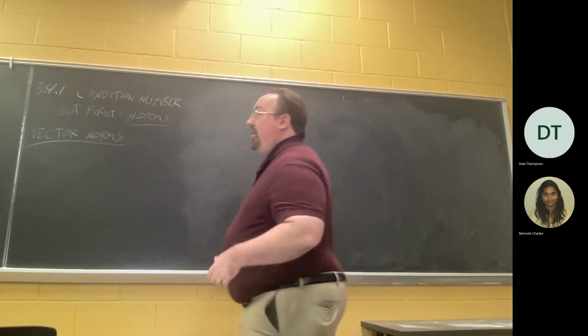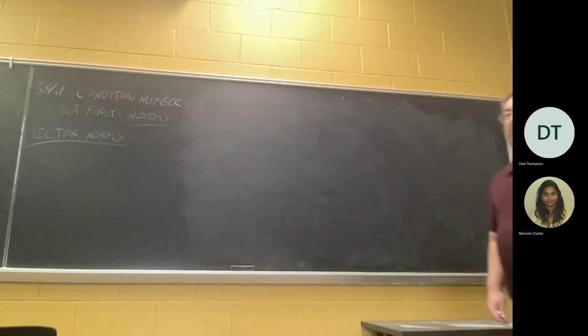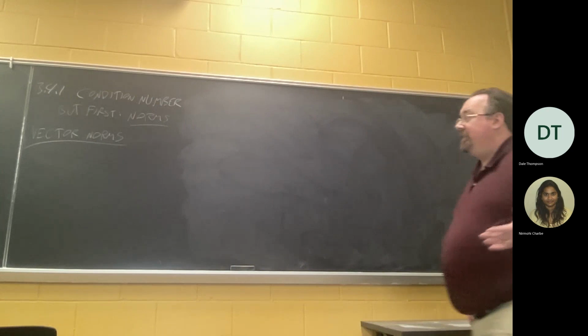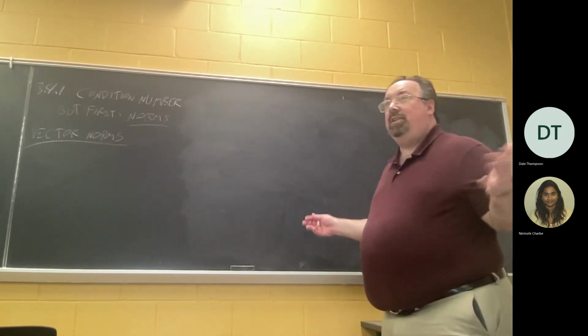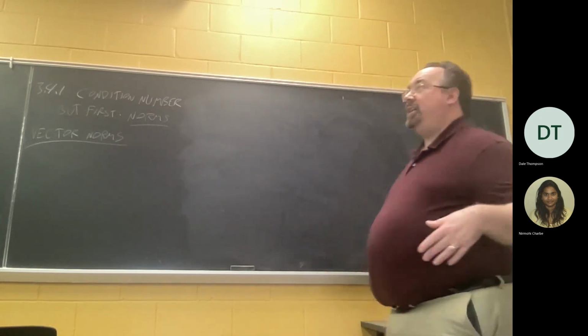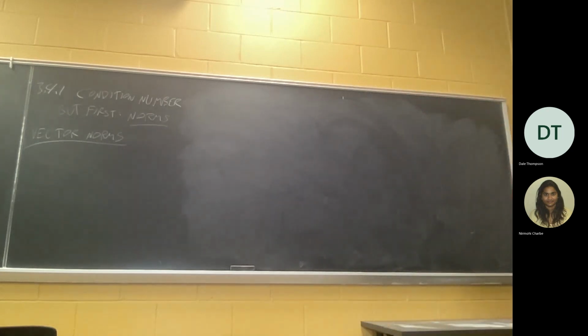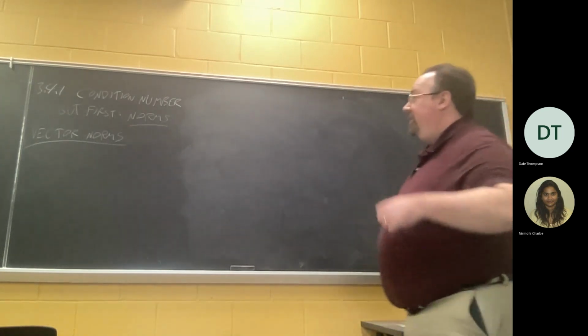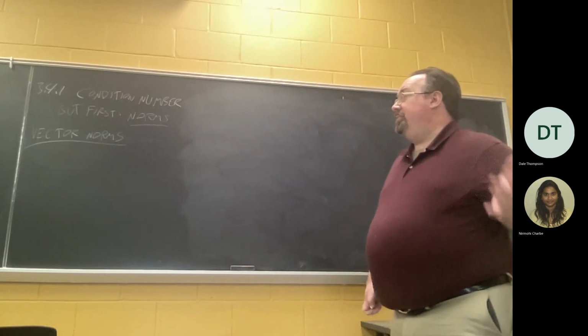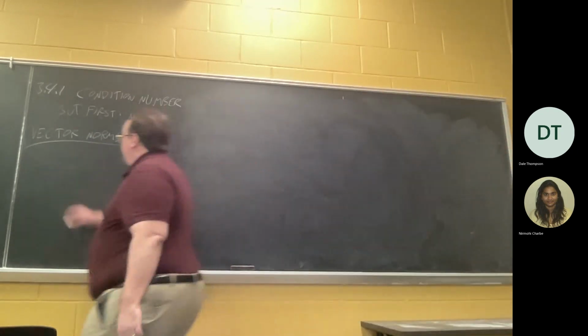Now, the idea behind norms is to give a notion of magnitude of something. The simplest norm of all is the absolute value of a number. So the idea is to generalize the concept of absolute value of a number in some way to vectors and matrices.